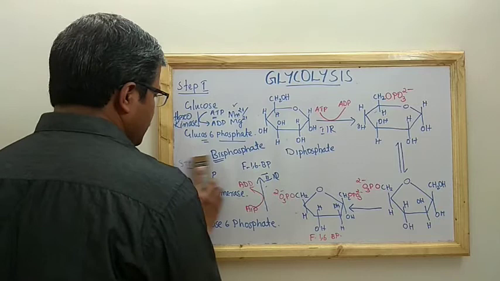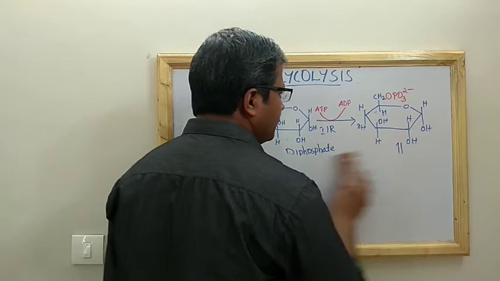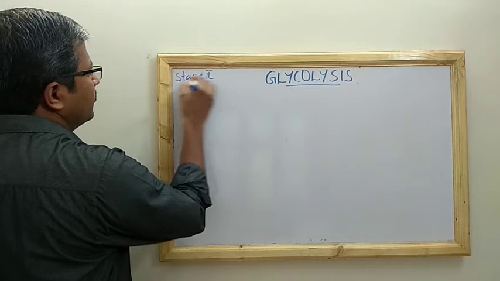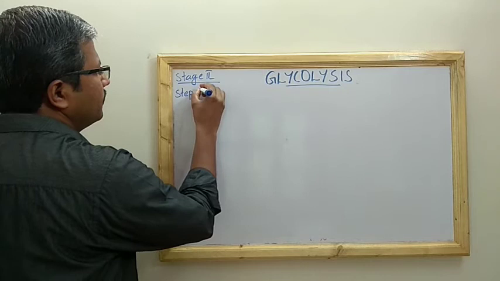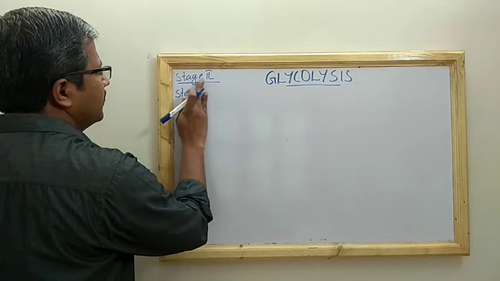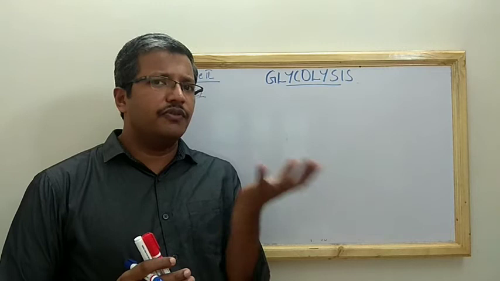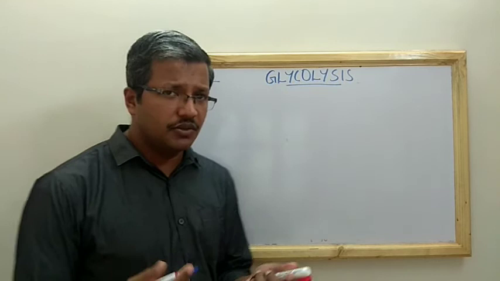Moving to the stage 2. So we have just covered the first 3 steps of glycolysis. Now I'm just moving to stage 2, step 4. We can just write it as a normal number, step 4. So from here onwards, you have to be clear that I'm just changing the ring form of fructose into the chain structure, linear structure. I'm just converting it into the linear structure.